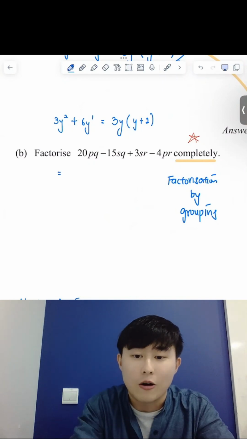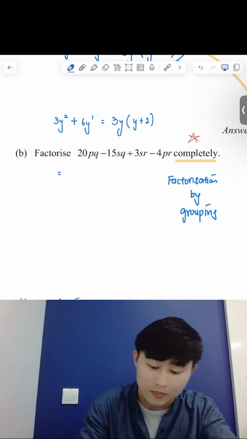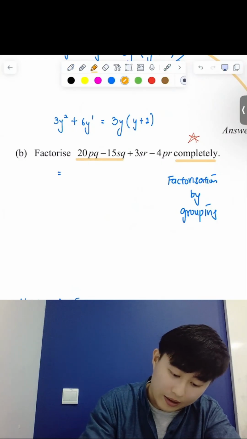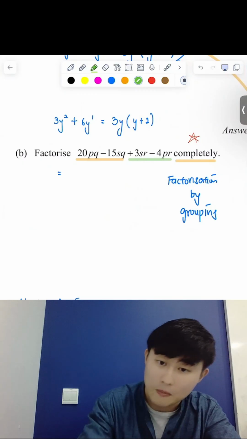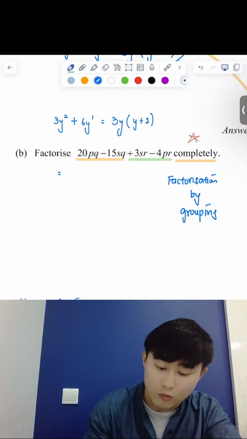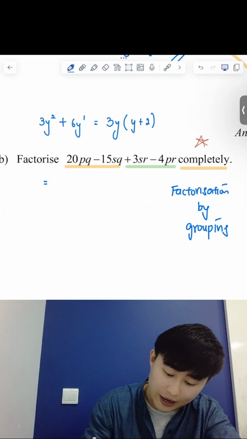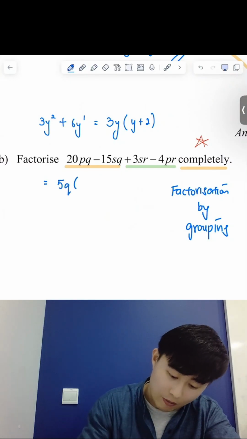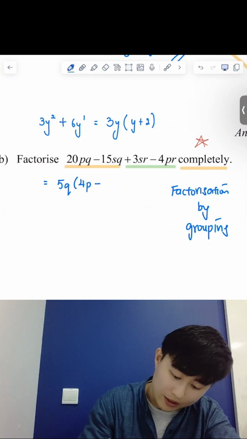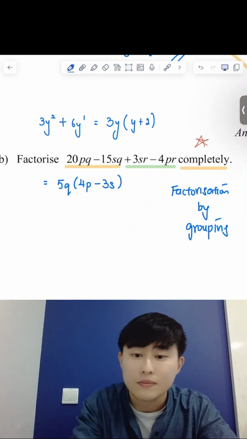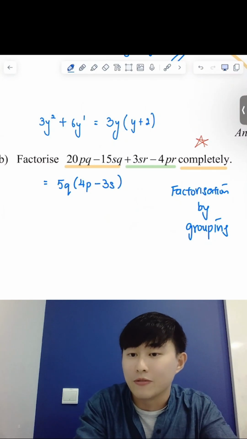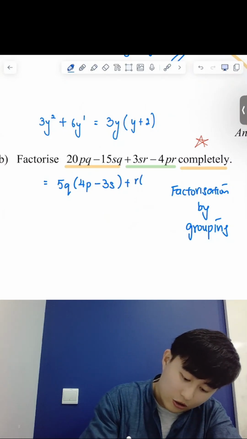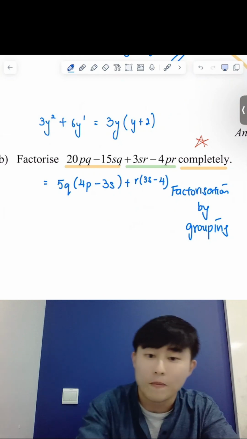Okay, I'm going to factorize out whatever is common amongst those 2 terms. So I'm going to see this in terms of like this, okay, and like this. For the first one, what I can take out here is the 5. I can take out the q as well. What I'm left with is 4p minus 3s. Okay, and then I'm going to do the same thing for the one in green. So I'm going to take out r, 3s minus 4.